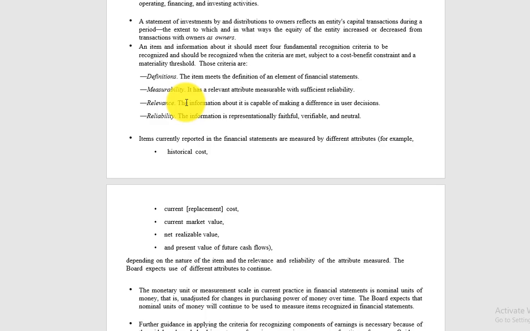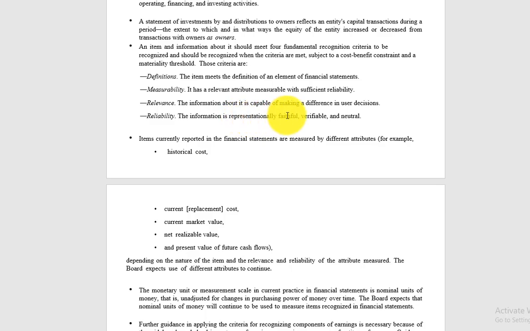Relevance. There's another video and set of slides that also deals with this terminology. Relevance. Is it capable of making a difference in our decisions? Is it reliable? Can we trust it?